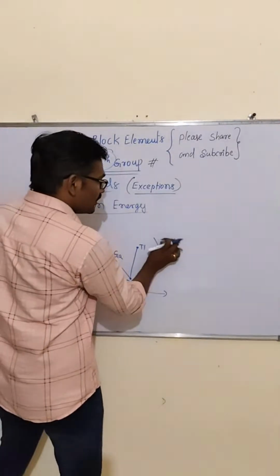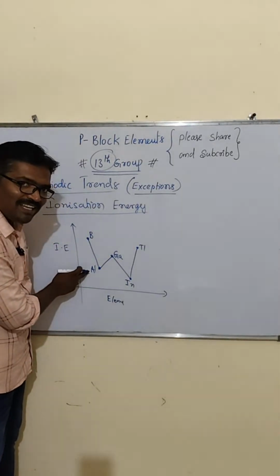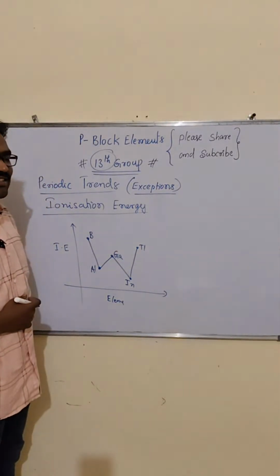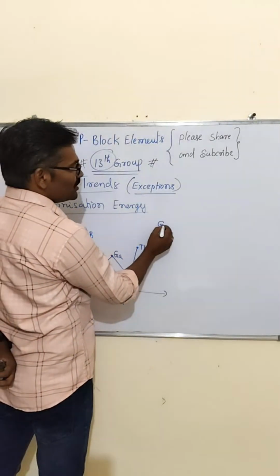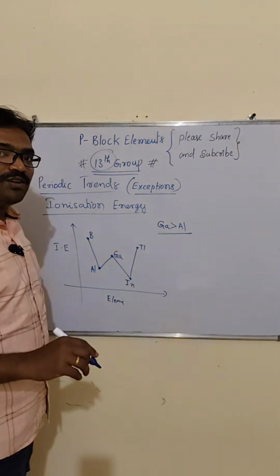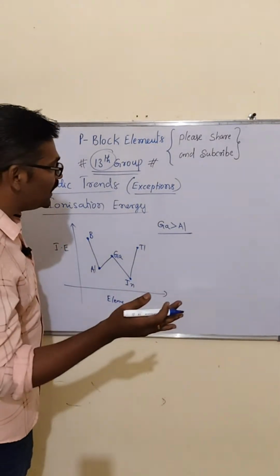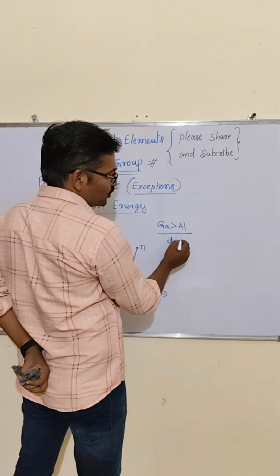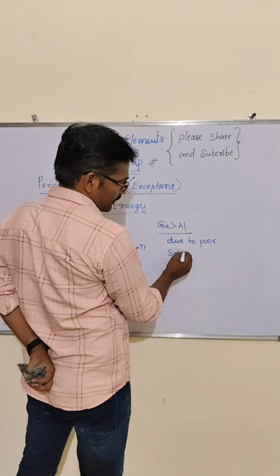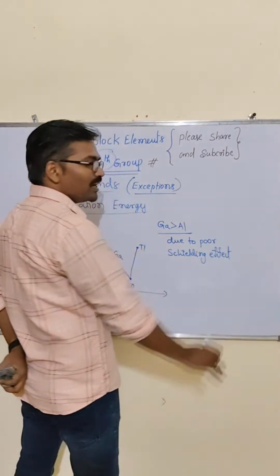If you observe carefully, from boron to aluminium ionization energy decreases, and again from aluminium to gallium ionization energy increases. Why? Gallium's ionization energy is greater than that of aluminium. The reason is that the atomic size of gallium is less than that of aluminium, due to poor screening or shielding effect. Clear? Understand, all of you?